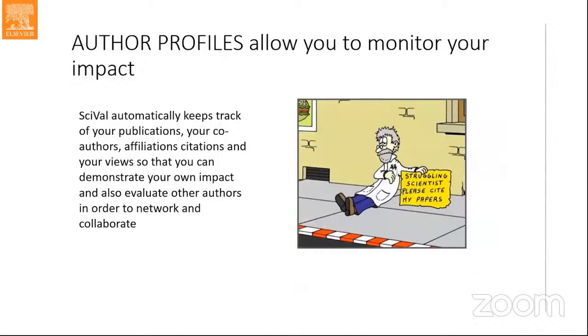And then author profiles are also provided in Scopus. This allows you to monitor the impact of your own research. Scopus automatically keeps track of publications, the co-authors, affiliations, the citations, the views that your publications get, so that you can use that to demonstrate your own impact and also to evaluate other authors in order to network with other researchers and to make collaborations.